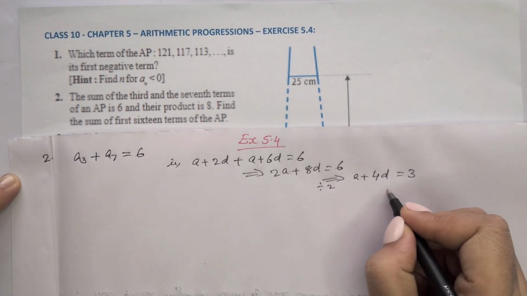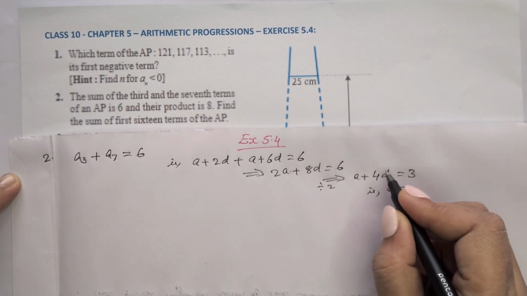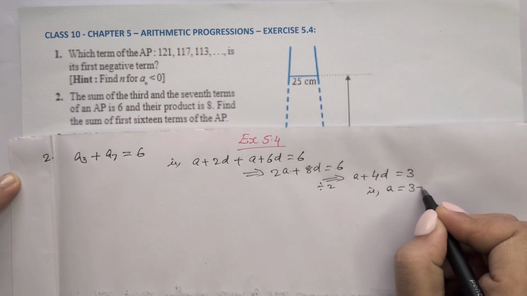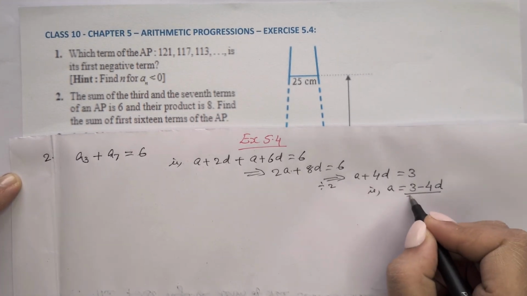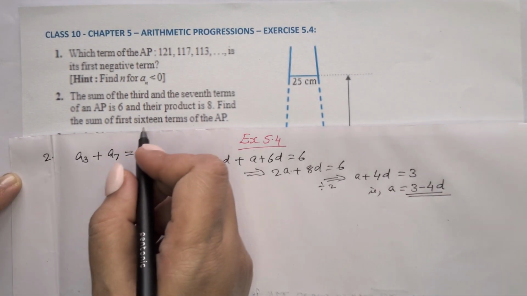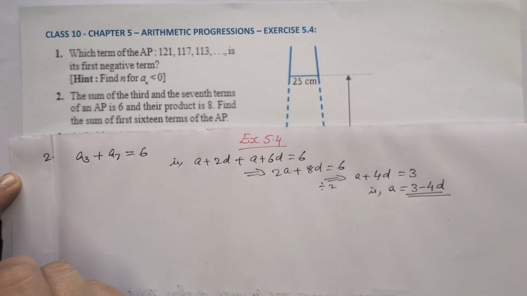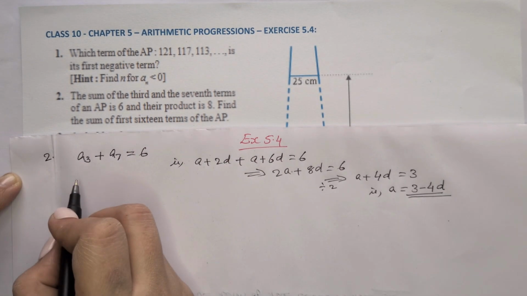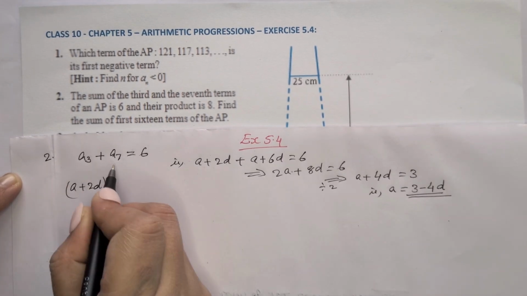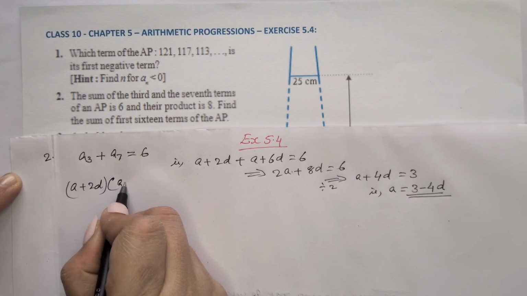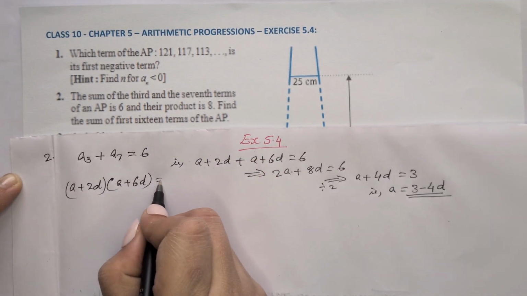From here we can write a is equal to, moving this 4d to the other side, 3 minus 4d. So a is equal to 3 minus 4d. Now the second condition, and their product is 8. That means A3 into A7 is equal to 8. A3 we can write as a plus 2d, A7 we can write as a plus 6d. Their product is equal to 8.